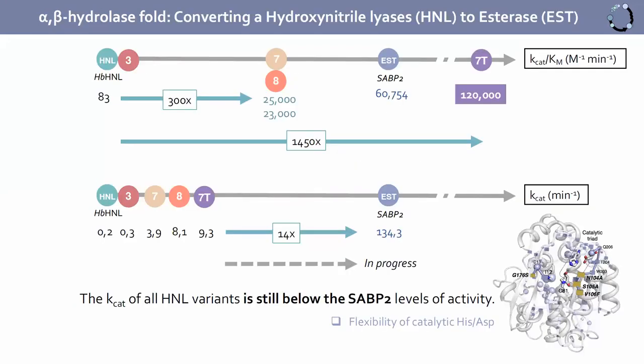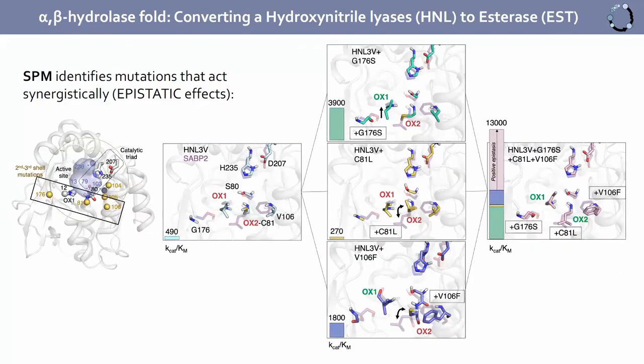But the point is, maybe I can show you here. This change in the conformation of the side chain of this oxyanion hole residue affects, of course, the KM, because if the side chain is occupying the space where the substrate needs to fit, then there's no productive binding. So there are many issues at the same time.